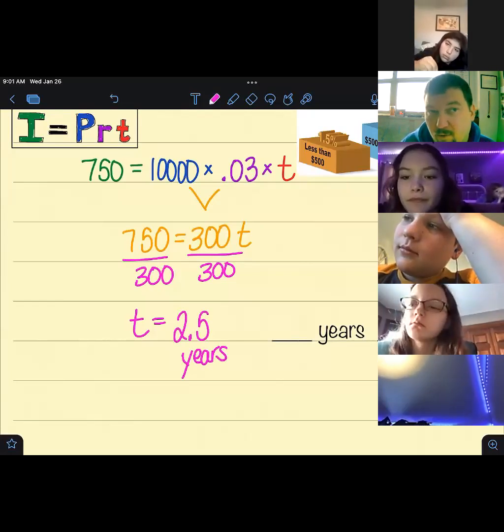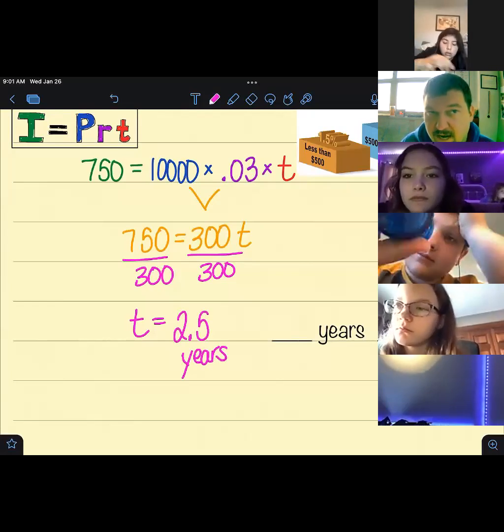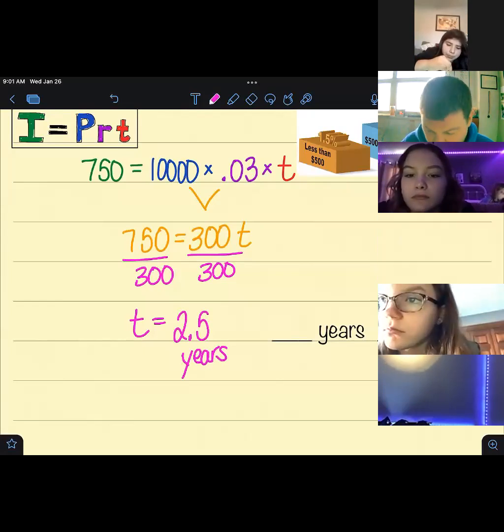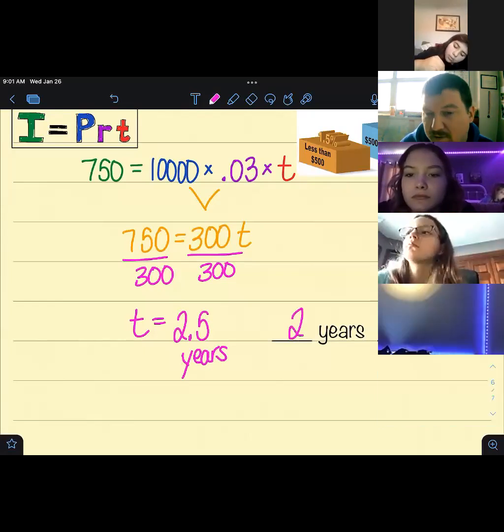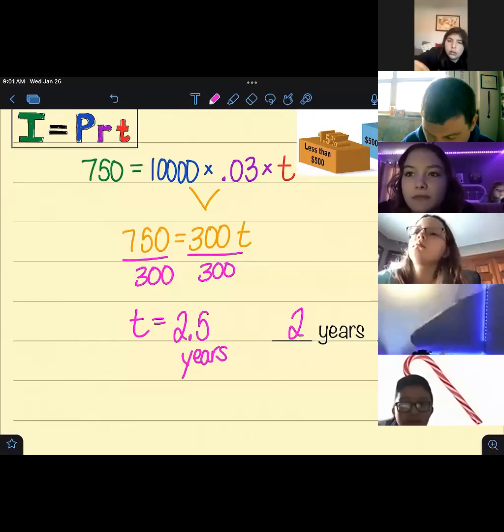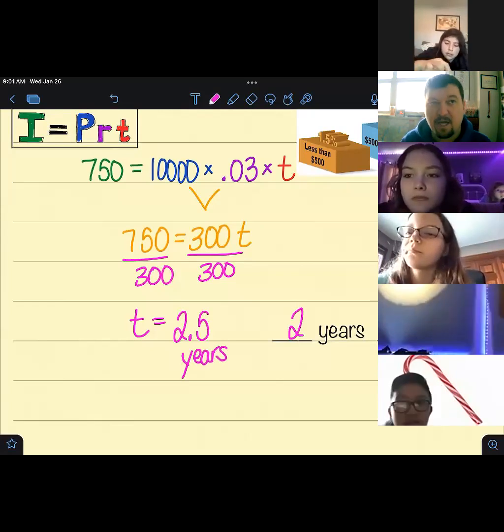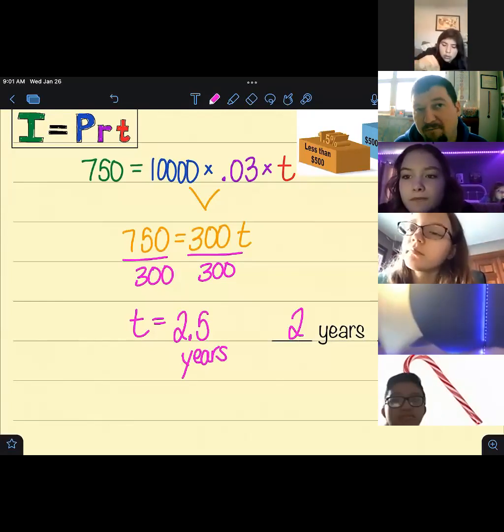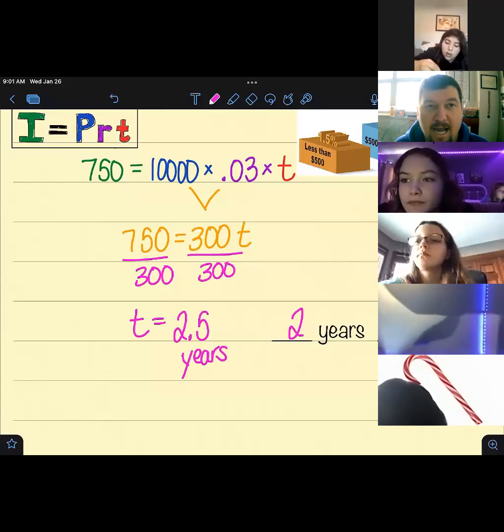However, if you want to think a little bit more in depth about it, 2.5 years would be 2 years and how many months? Anybody? How many months? 6 months. Yeah, because half of 12 is 6. So you could say 2.5 years, or you could say 2 years and 6 months.